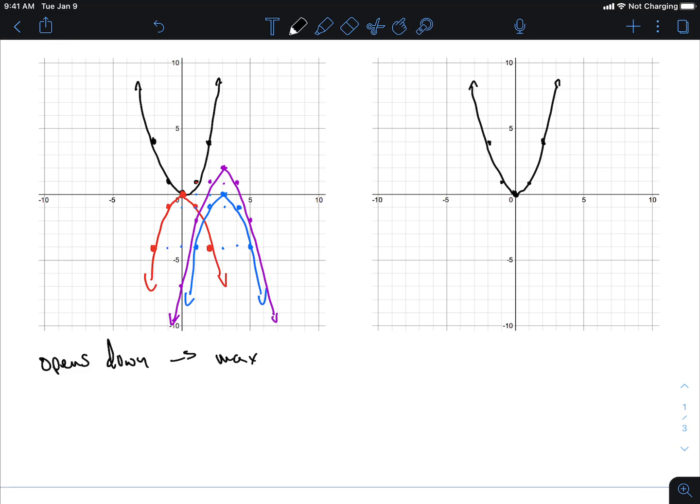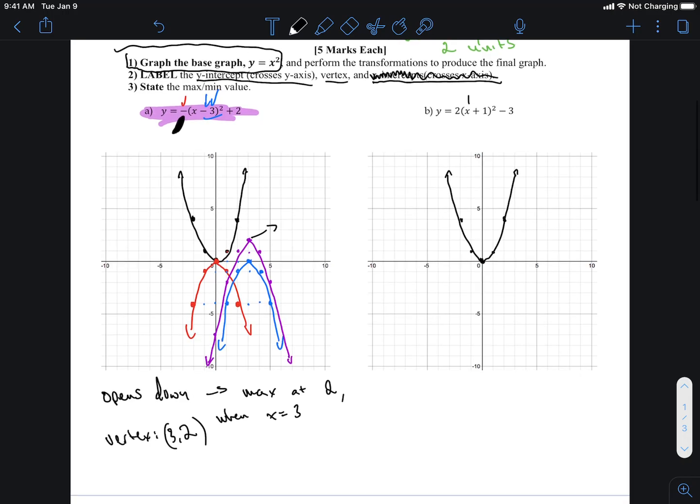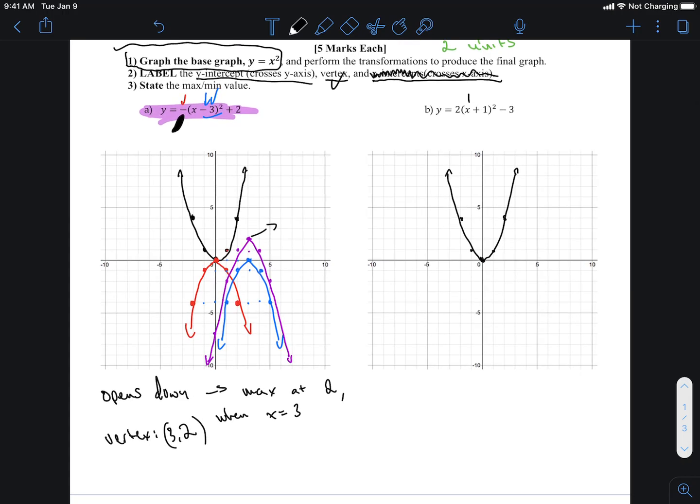Okay, where does the max occur? It's a max at +2. What's the x value when the maximum occurs? Careful. +3, yeah. Okay? When x equals 3. Right? So you could write the vertex to be 3, 2. Right? That takes care of a part in number 2 there. The vertex. We've taken care of that now.